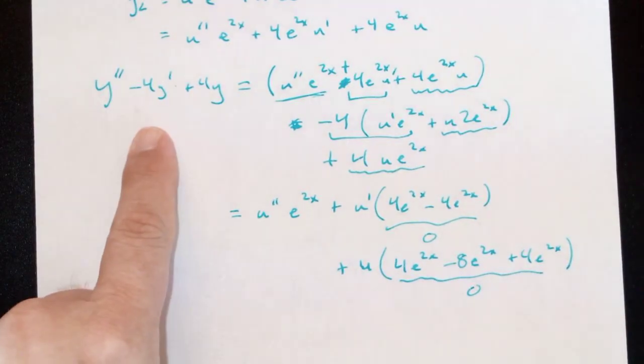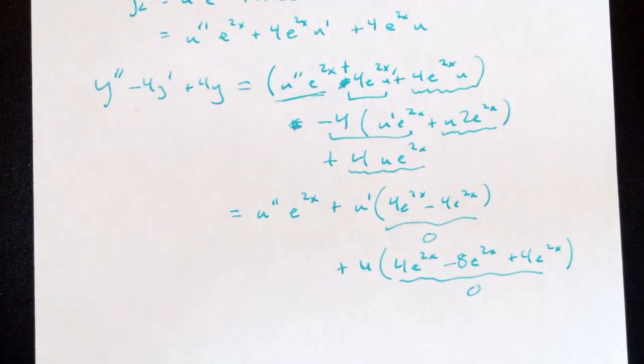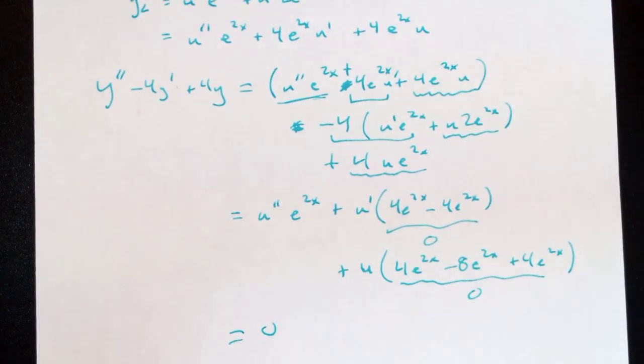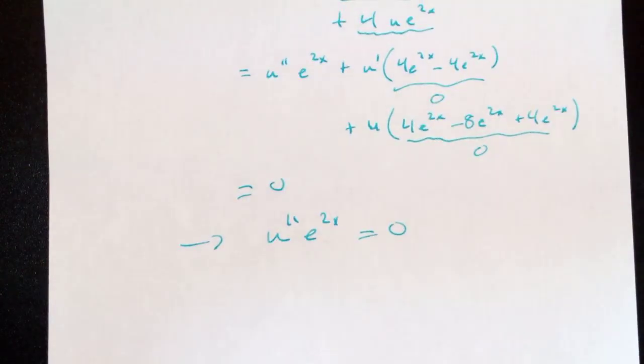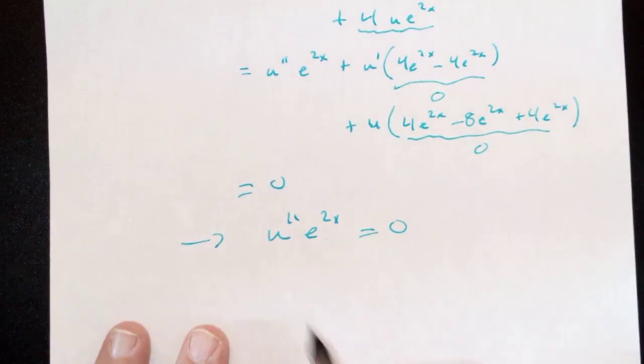But this was our differential equation to start with, right? And we want this to be equal to 0. It was a homogeneous equation. Well, that means that u double prime e to the 2x is equal to 0. Can e to the 2x ever be 0? Well, that means u double prime is 0.